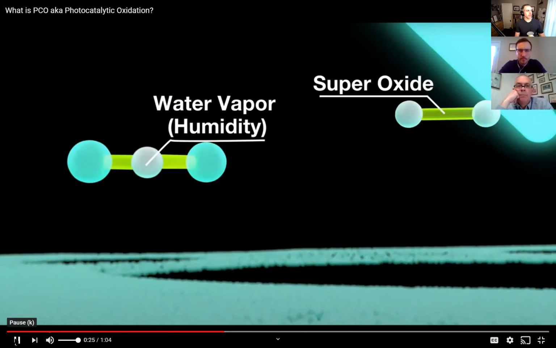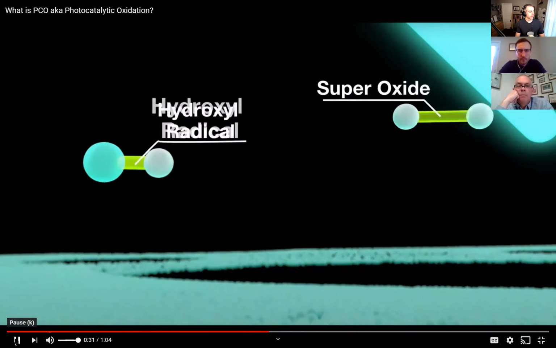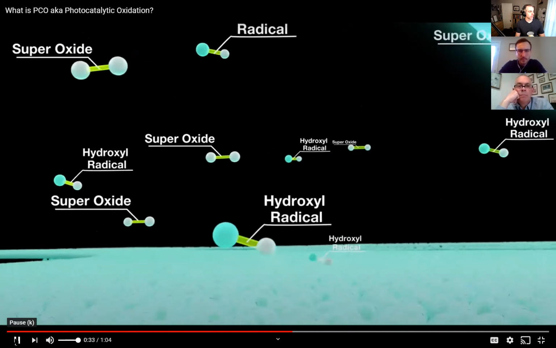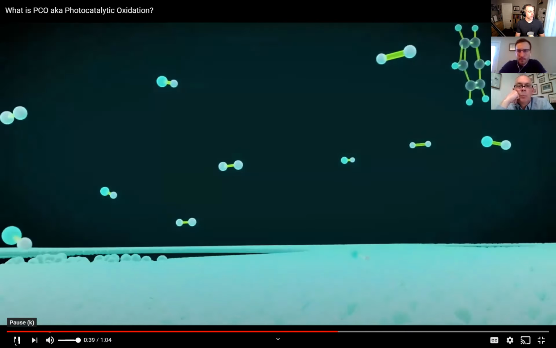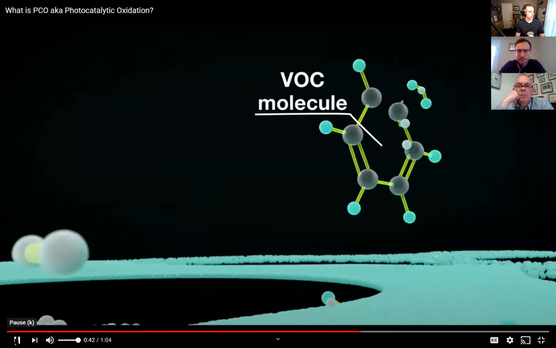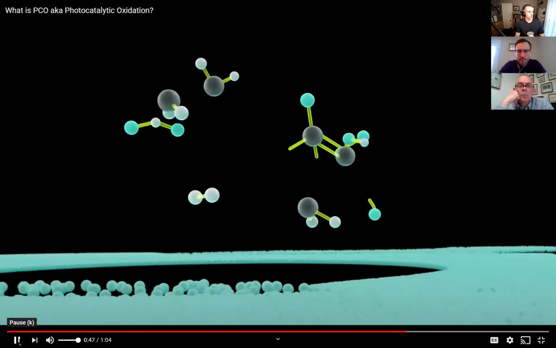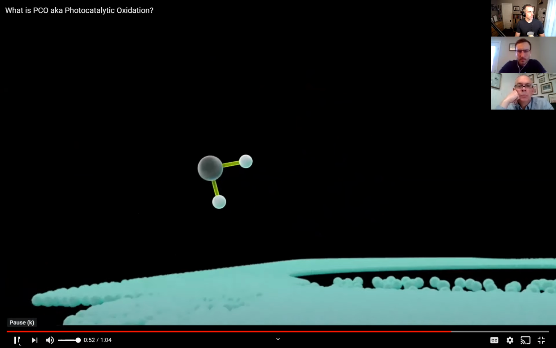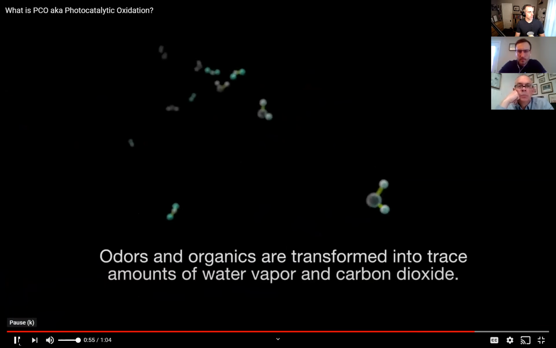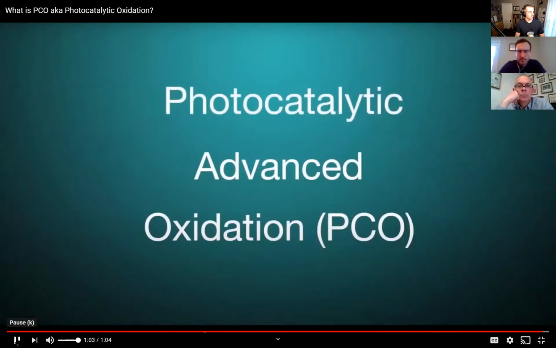The titanium dioxide then collects replacement electrons from moisture in the air to become charged particles known as hydroxyl radicals. Together with the superoxides, a powerful photocatalytic oxidation, or PCO field, is created. As odors, germs, mold, and other VOC organic molecules approach the PCO field, they are disassembled as the oxidizers pull electrons from them. The purification process is completed, with the remaining molecules recombining to form simple water vapor and trace amounts of carbon dioxide. Ultravation's advanced oxidation process.